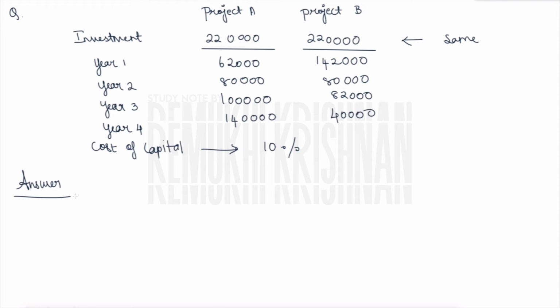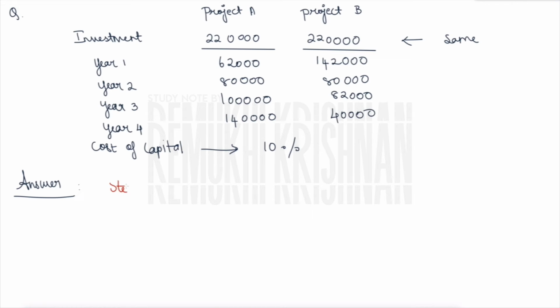Okay, let us move on to the solution part, but before that just see, your investments are the same, but come to your cash inflows in year 1, year 2, year 3, year 4. What happens here is the pattern of the cash flow differs in these projects, right? Under project A, the cash flows are lesser in the initial period, like year 1 it is 62,000, and as you go on, in year 2 it increases to 80,000. It is an increasing pattern, whereas project B is of a decreasing pattern. So this is called time disparity.